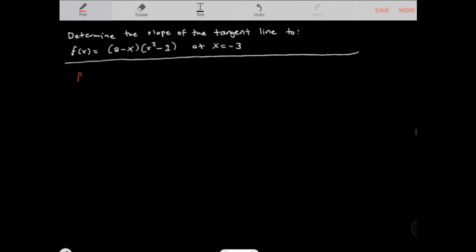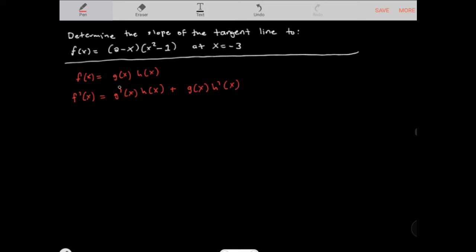So recall the product rule: let's say that we have f of x is equal to g of x times h of x. The derivative of f of x is going to be g prime of x times h of x plus g of x times h prime of x.